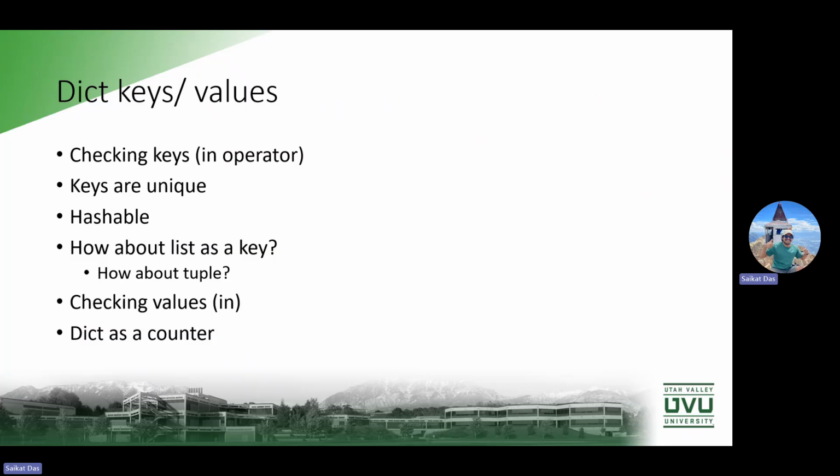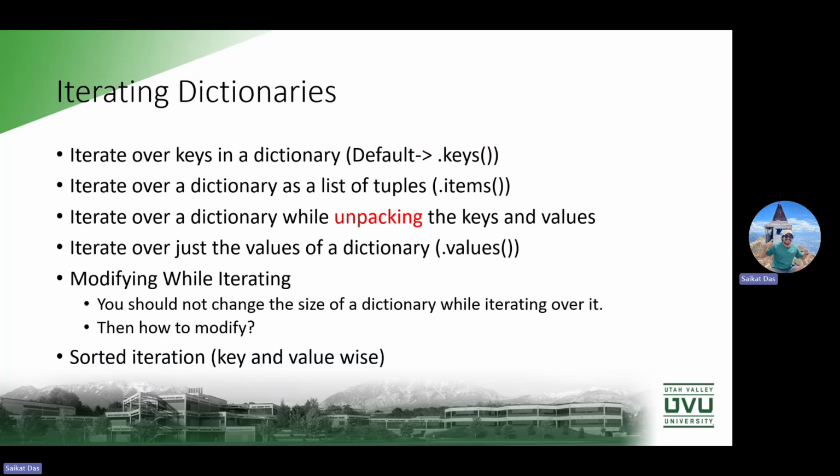Checking the keys in operator. Keys should be unique, hashable. List cannot be as a key, but tuple can be. Checking the values in the in operator, but make sure you use the dot values function to get all of the values. Dictionary can be used as a counter.